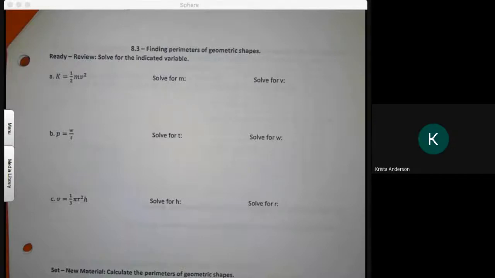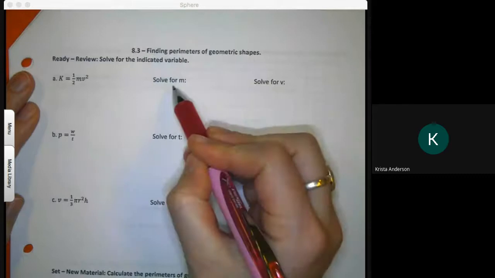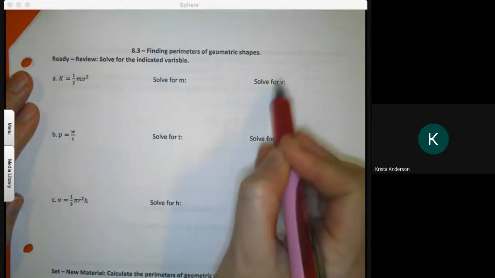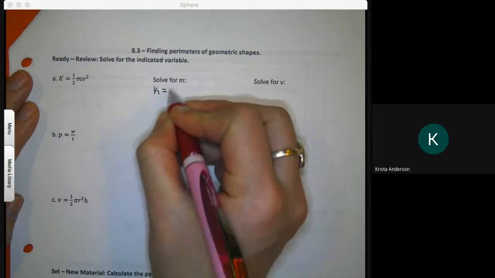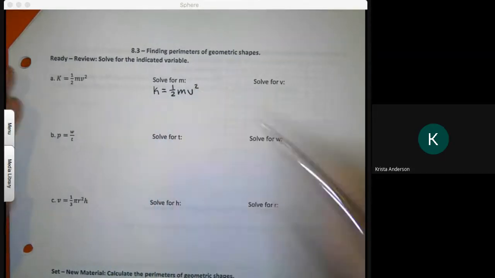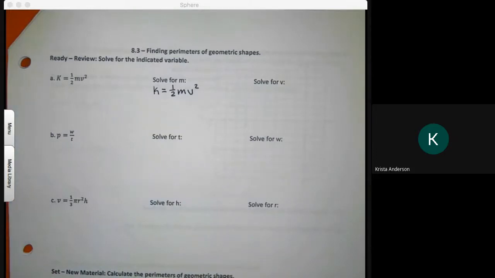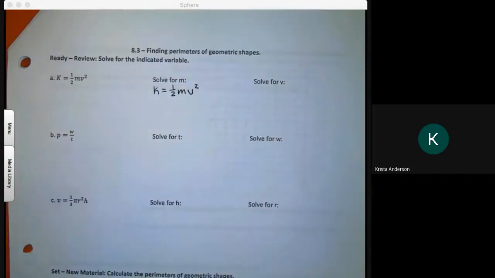First one, I'm given this equation, and I want to solve for m in one section and solve for v in the other. So I'm going to rewrite my formula, and it wants me to get the letter m. Let me use my pen. It wants me to get m alone.